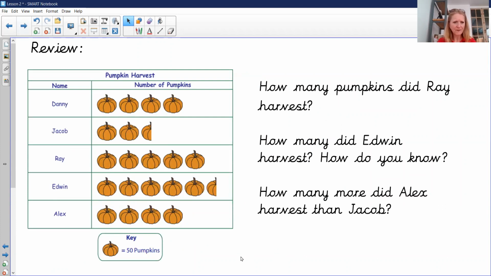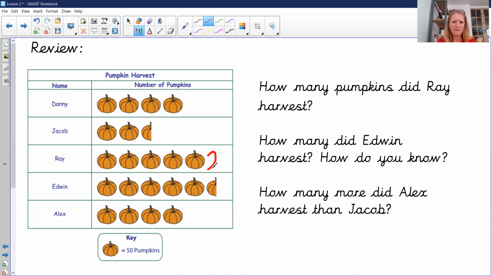Okay, here's another one to review from yesterday. Here we've got some pumpkins. How many pumpkins did Ray harvest? So let's find Ray. There he is. 1, 2, 3, 4, 5. 5 pumpkins? What haven't I looked at? Yeah, the key. Oh my goodness. 1 pumpkin picture means 50 pumpkins. So for Ray, that would be 5 lots of 50, 5 times 50, or we could count in 50s: 50, 100, 150, 200, 250. Well done, Ray. He harvested a lot of pumpkins.